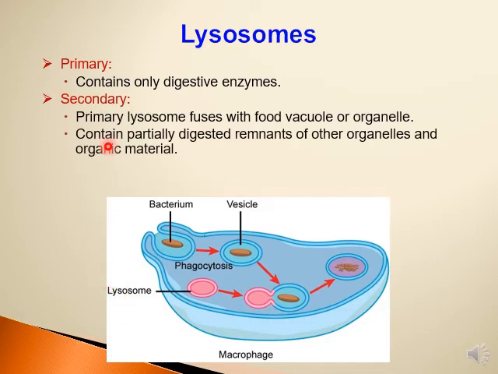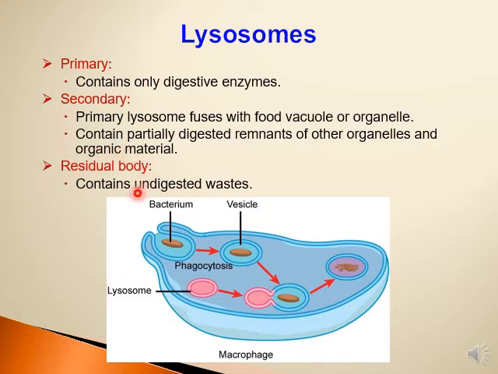We have the secondary lysosomes. They are formed when the primary lysosome fuses with the food vacuole or the organelle. Organelles in the cell age, so we need to replace them. So the cell should get rid of them, and this is done by the lysosomes, the digestive enzymes present in the lysosomes. Secondary lysosomes contain partially digested remnants of other organelles and organic material.